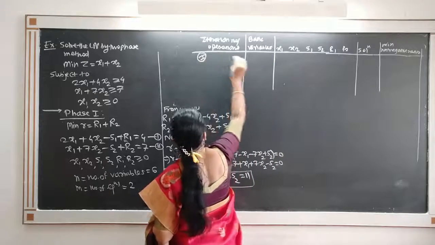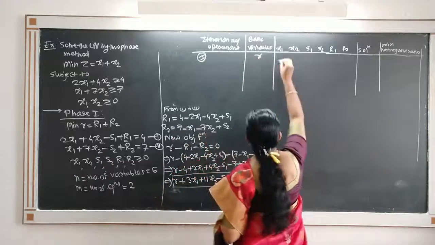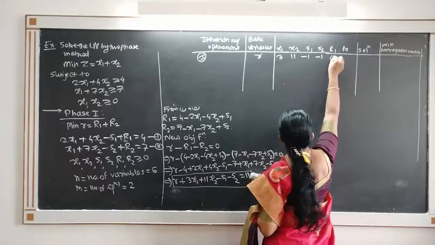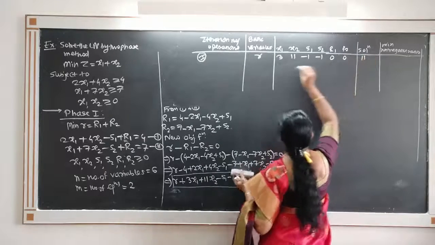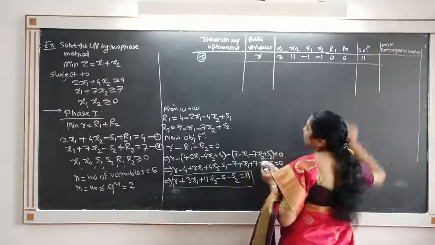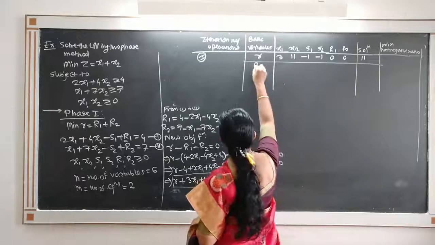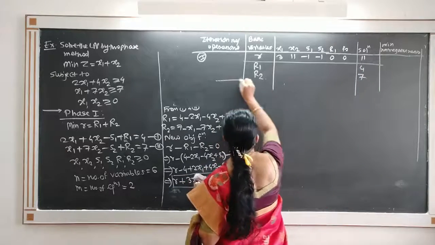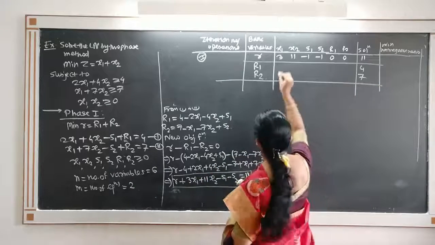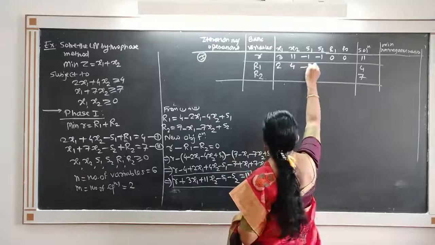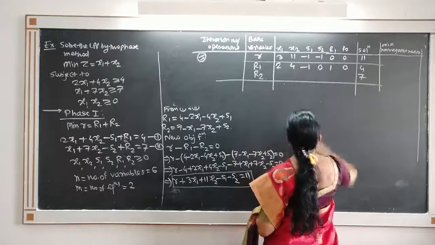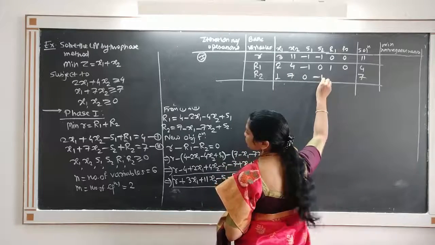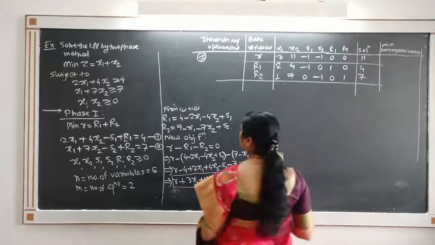In the first table, we have the R row. The R row comes to be R, 3x1, 11x2 minus s1 minus s2 equal to 11. There are two basic variables, R1 and R2, having solutions 4 and 7. Now write down the constraints. The first becomes 2x1, 4x2 minus s1 plus r1 equal to 4. The second is 1x1, 7x2 minus s2 plus r2 equal to 7.